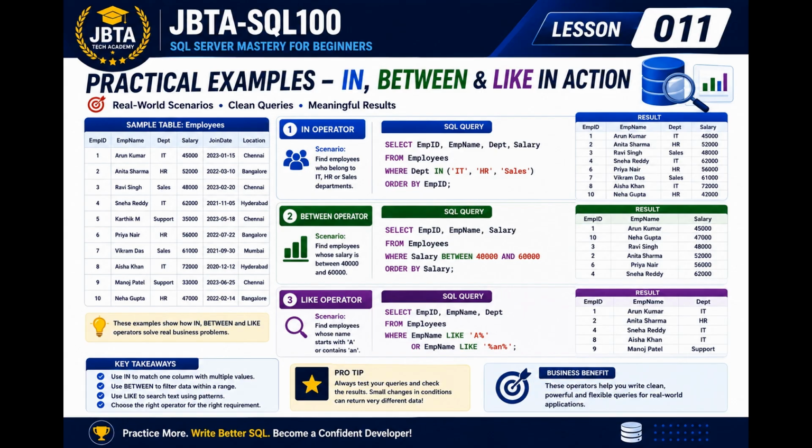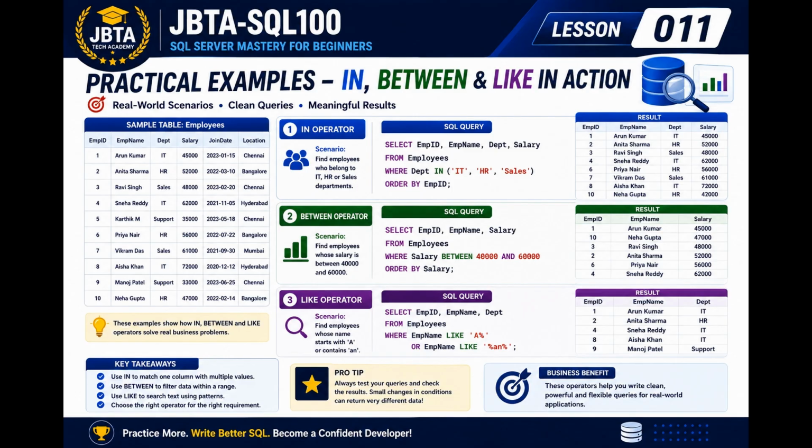Now let's see the LIKE operator in action. Imagine a user is searching for an employee, but only remembers that the name starts with the letter A. Instead of searching for an exact name, we can use the LIKE operator with wildcard characters. SQL Server will return every employee whose name matches that pattern. This is exactly how many search boxes work in real-world business applications.